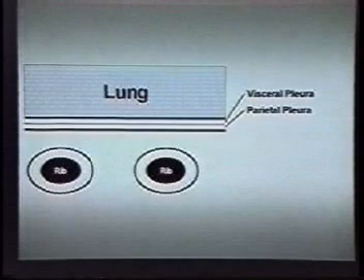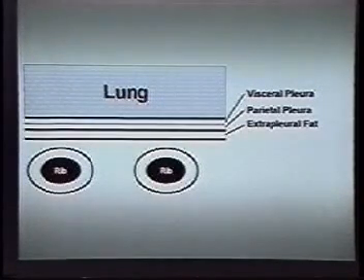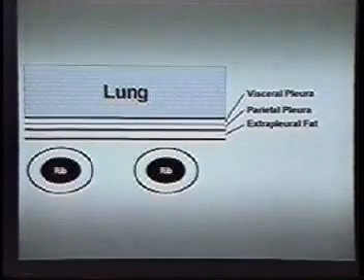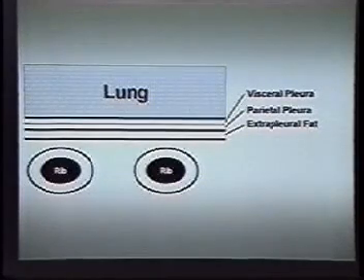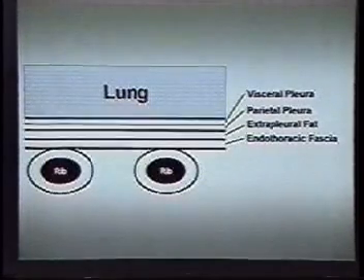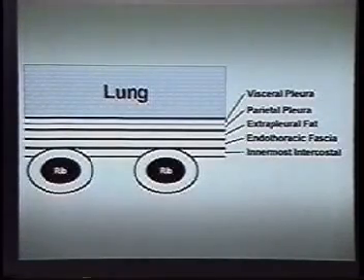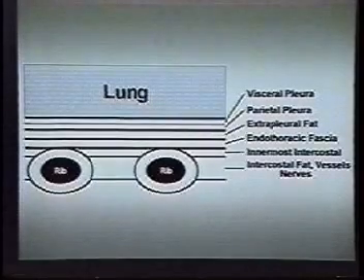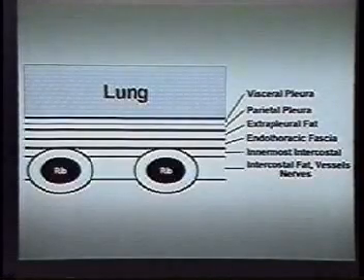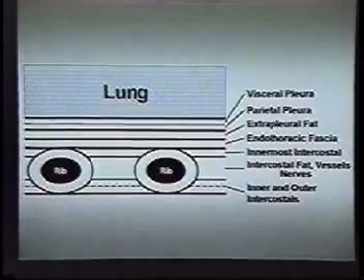Schematically, the visceral and parietal layers of the pleura are surrounded by an extrapleural fat layer of variable thickness. The endothoracic fascia lies over the ribs and is continuous with its periosteum. The innermost intercostal muscle is then interrupted by the ribs and separated from the more outer layers of the musculature by fat, vessels, and nerves in the intercostal spaces.